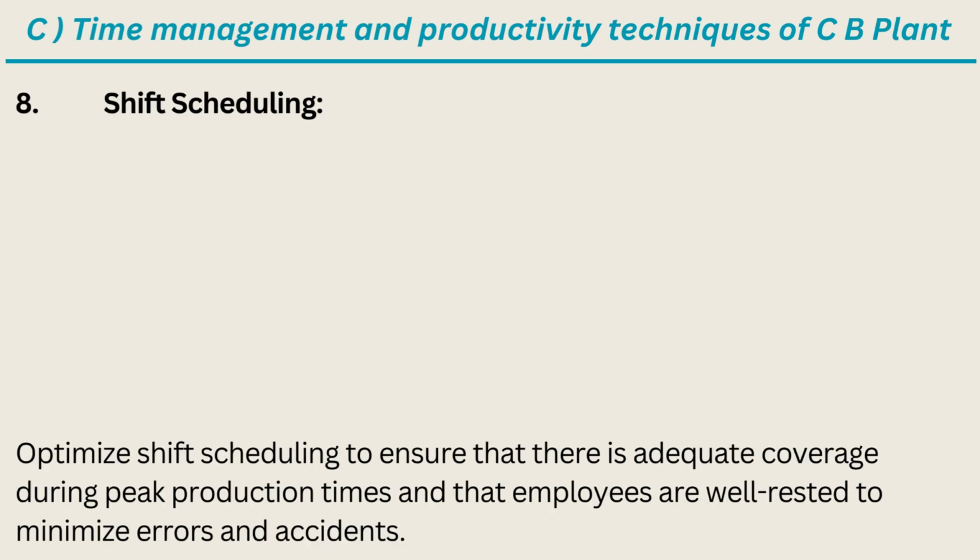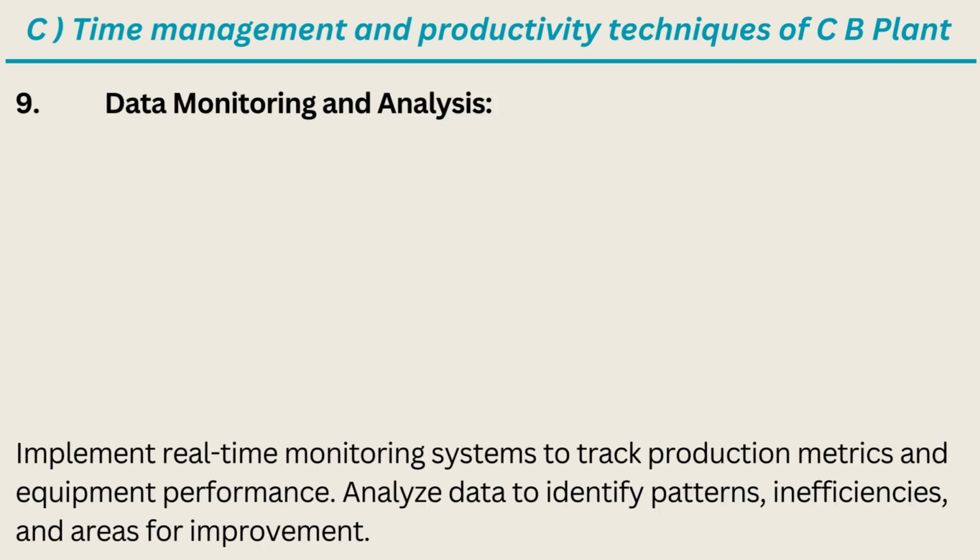8. Shift scheduling. Optimize shift scheduling to ensure that there is adequate coverage during peak production times and that employees are well rested to minimize errors and accidents. 9. Data monitoring and analysis. Implement real-time monitoring systems to track production metrics and equipment performance. Analyze data to identify patterns, inefficiencies, and areas for improvement.